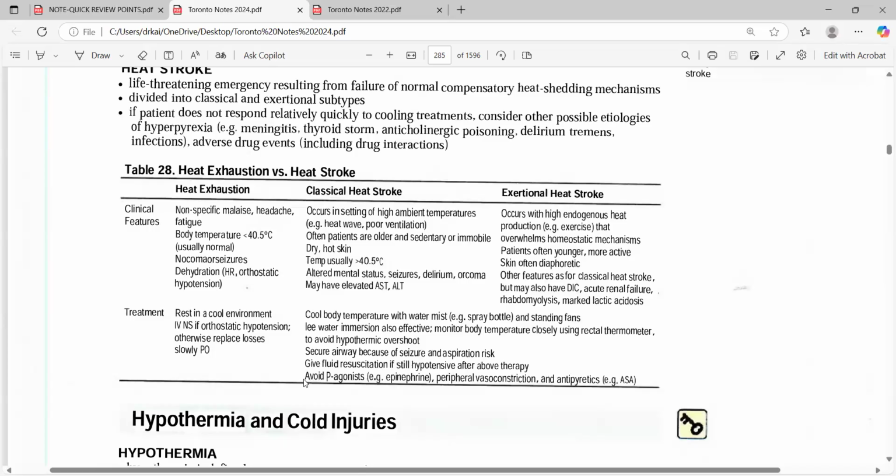This line is very, very important because a lot of us do like to give these things when the patient's heart rate is getting low and all that. So in the heat stroke patient, we don't give any agonist like the vasoconstrictors or any epinephrine to bring up the heartbeat.